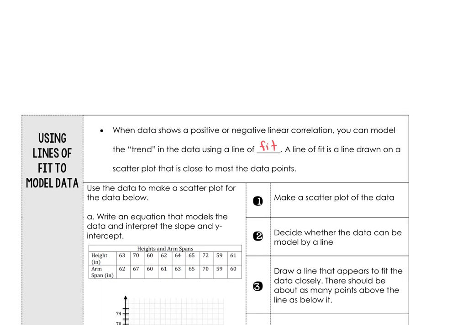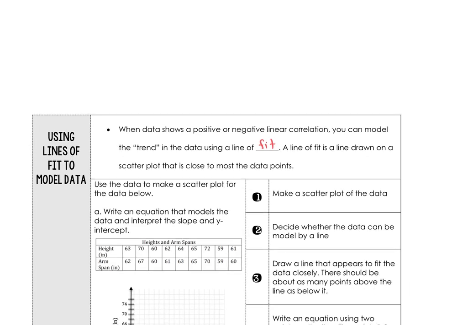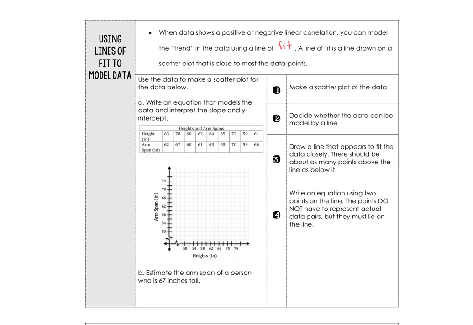So a line of fit, or maybe you've heard it called line of best fit. If you've seen this before, I can't remember if it's a pre-algebra thing or not. But a line of fit is a line drawn on a scatter plot that is close to most of the data points. So you draw that line as close as you can to your points, making sure there's about as many points above the line as below. So what we're going to practice here is we're going to take some data, create a scatter plot, and find the equation of a line of fit, the trend line of the data.